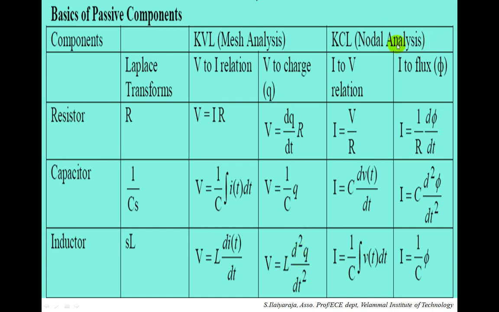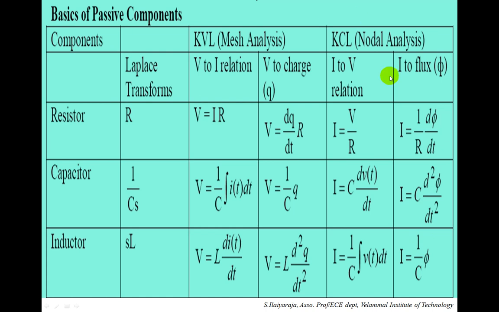Similarly, for nodal analysis, we can write the relation between current and voltage. So current equal to voltage by resistance, current I equal to C dV by dt for capacitor, and current I equal to 1 by L integral V dt for inductor. So here there is a mistake, it is L. And similarly, we know that the voltage is nothing but the rate of change of flux. So V equal to d phi by dt. By substituting that, you can get a relation between current and flux: 1 by R d phi by dt, C d square phi by dt square, and 1 by L phi.